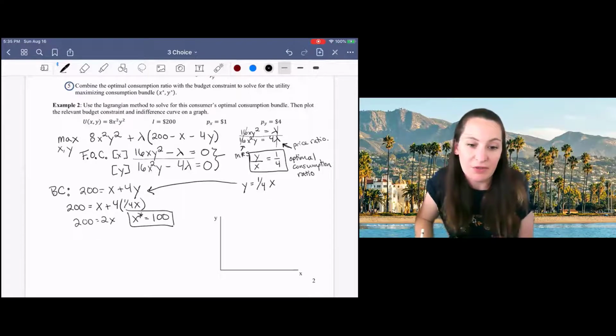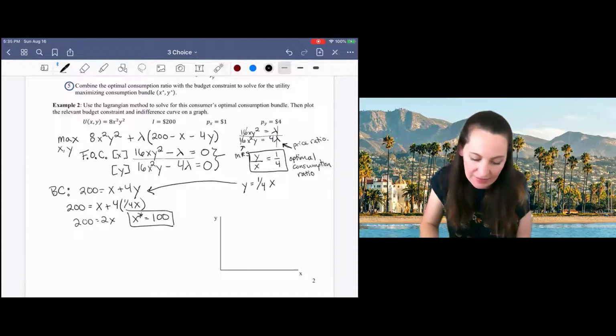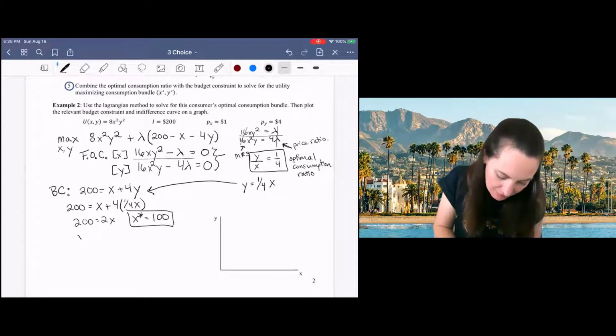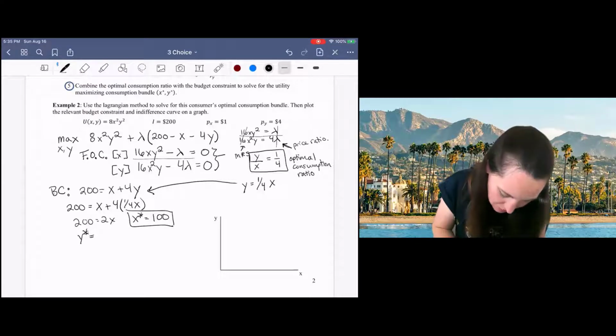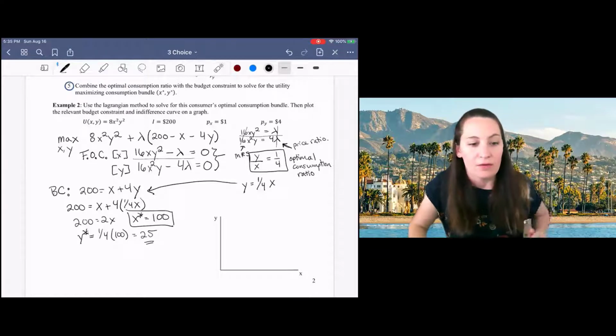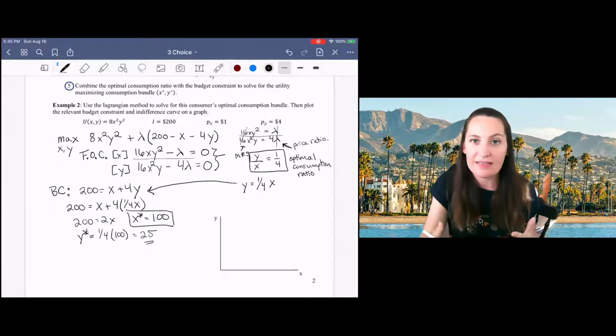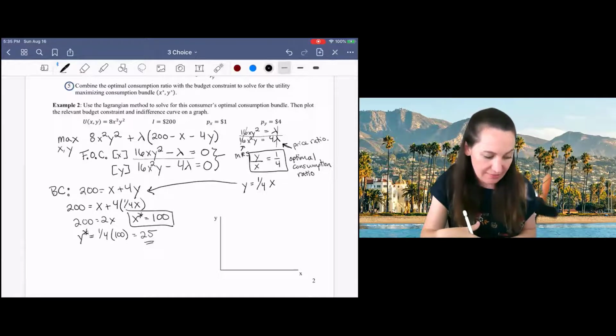And then to get the optimal choice for y, I can just plug that back into this optimal consumption ratio or the budget constraint. Both will give you the same answer. Here I have y is equal to 1/4 times 100, so that's 25. Right, so the choice of x equal 100, y equals 25 will maximize this consumer's utility.